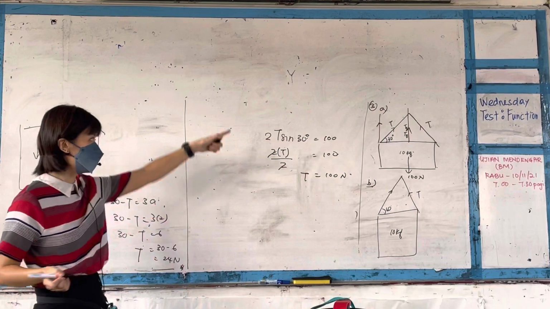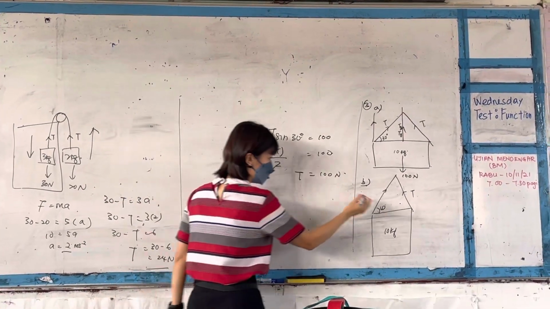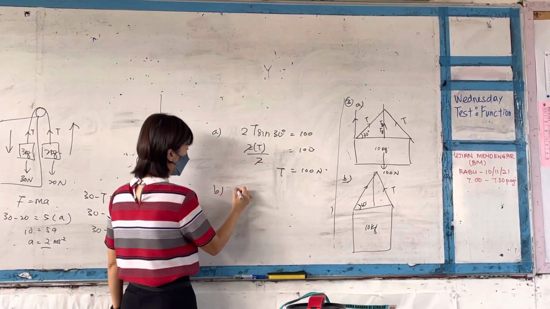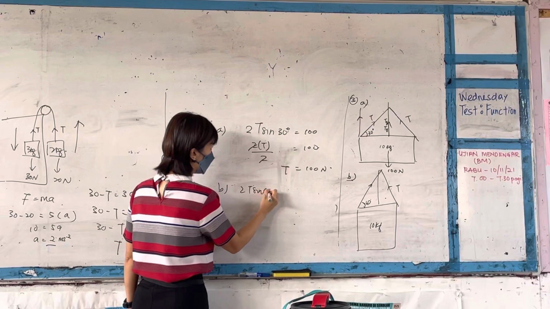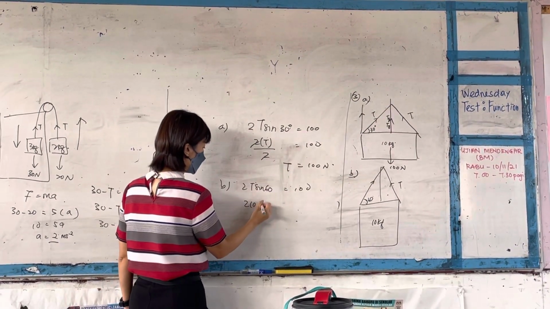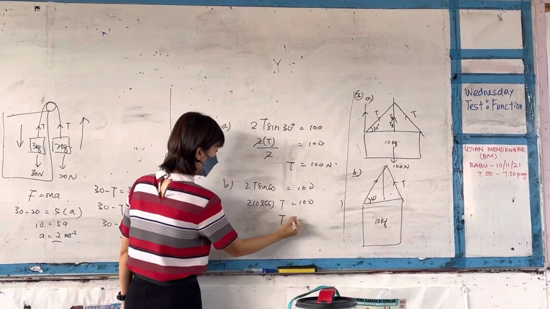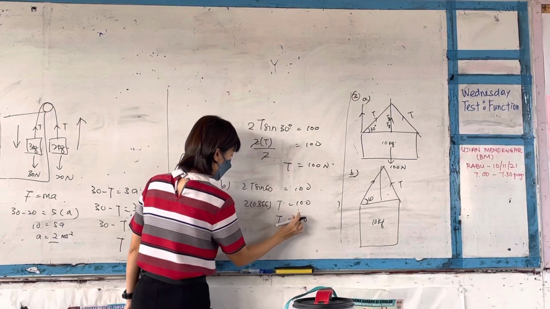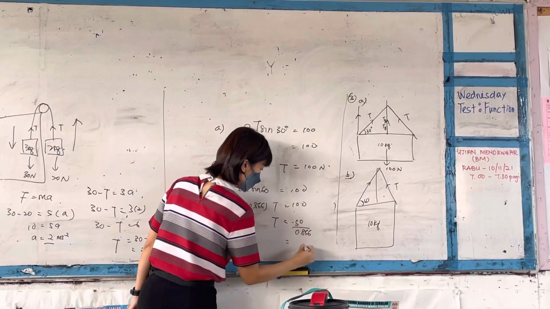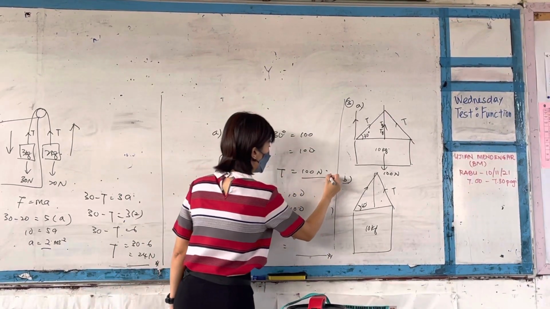Okay, that is the first case, A. Now we go to the second case. Still the same, but the angle now changes. 2T sin 60 equal to 100. 2 times 0.866T equal to 100. Now, do the calculation: 50 divided by 0.866. Please press the calculator. I need this number. Then we can compare.